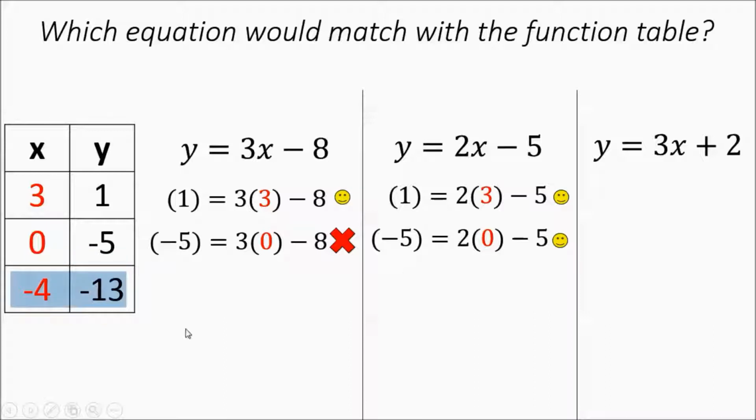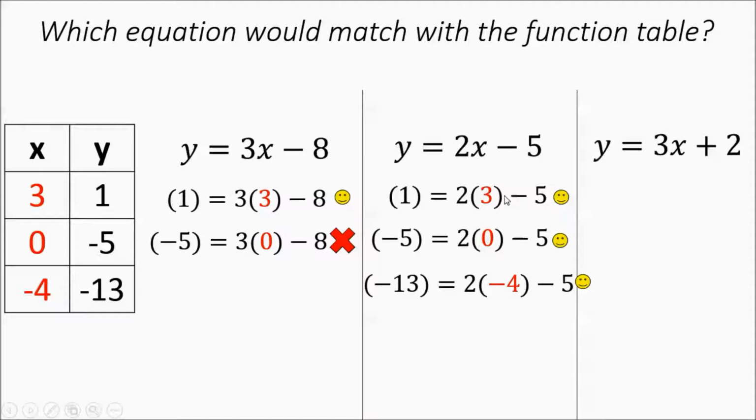We're going to look at this final ordered pair of negative 4, negative 13. So an input of negative 4 should give us an output of negative 13. Let's try it out. 2 times negative 4 is negative 8. Negative 8 minus 5, this is where you need to remember your integer rules. It does work out to negative 13. So it sure looks like this equation is going to be the one that works.